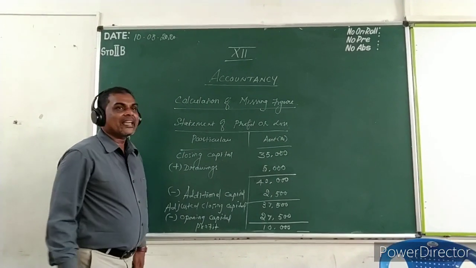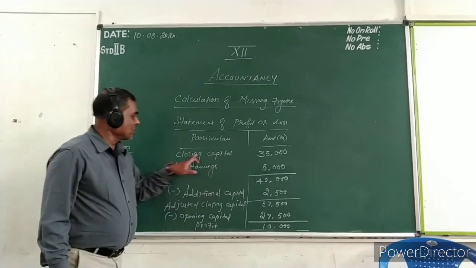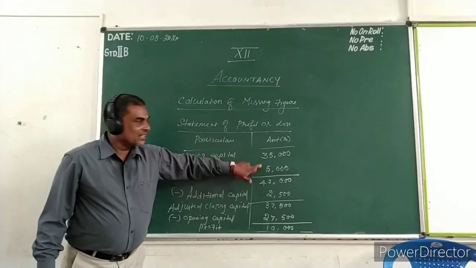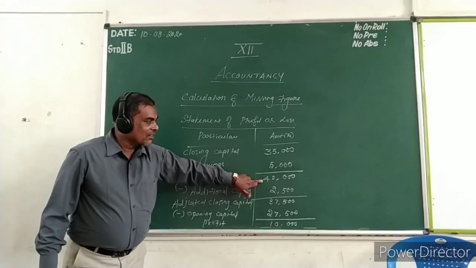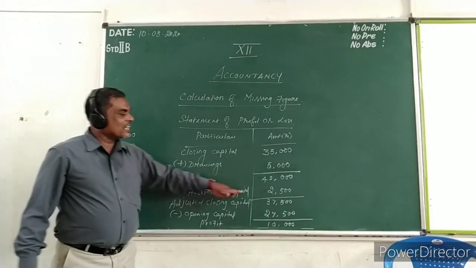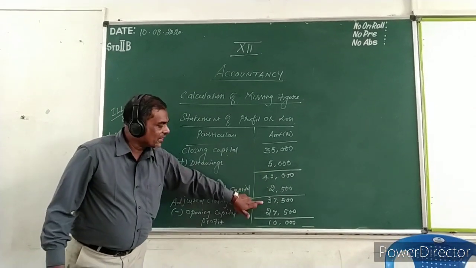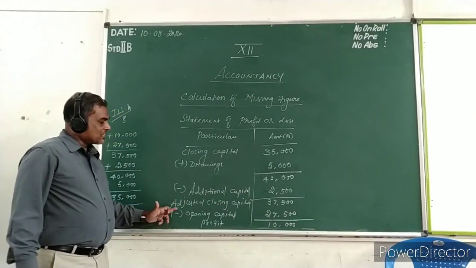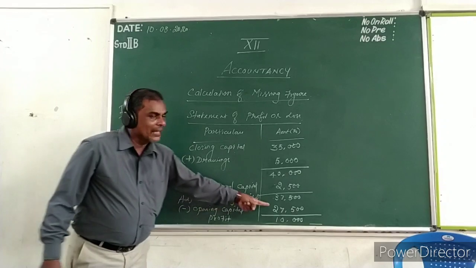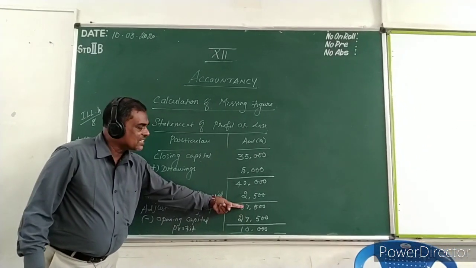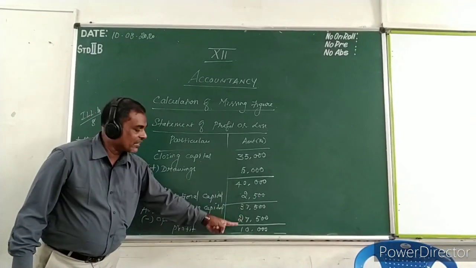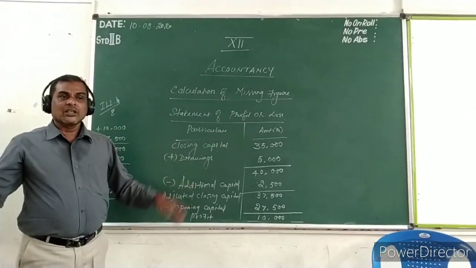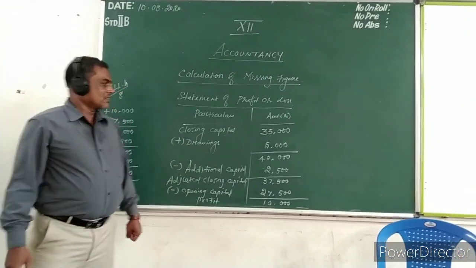Correct. Now we can check our answer also. Closing capital 35,000, drawings 5,000. 35 plus 5 is 40,000. From 40,000 we deduct the additional capital 2,500. What will you get? 37,500. From 37,500 adjusted closing capital, we deduct the opening capital 27,500. 37,500 minus 27,500, our answer is plus 10,000. That is profit. Our answer is correct. You understood or not? Okay.